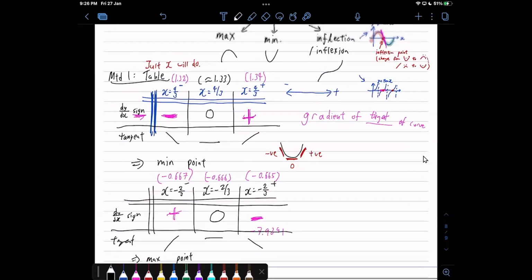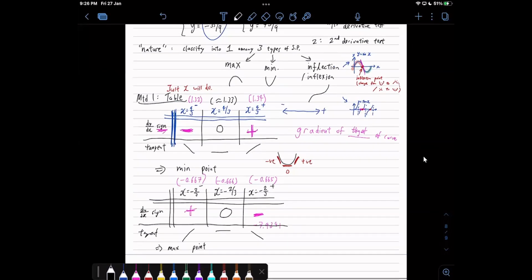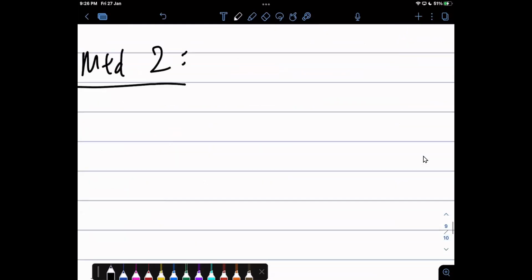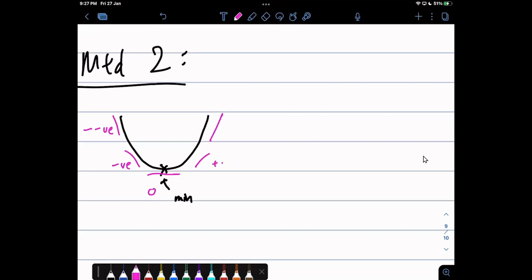Now let's try method 2. Method 2 is the more sophisticated one. The concept is, I'm just going to quickly explain this. Whenever you have a happy face, this is a minimum point. Let's consider the gradients of the tangents: very negative, slightly negative, 0, slightly positive, very positive. d2y by dx squared is the second derivative. You have done all the practices, just differentiate 2 times.